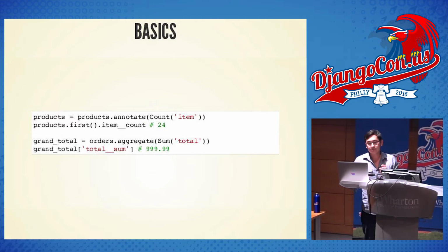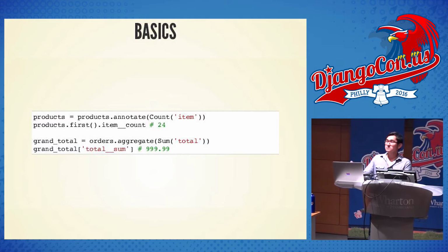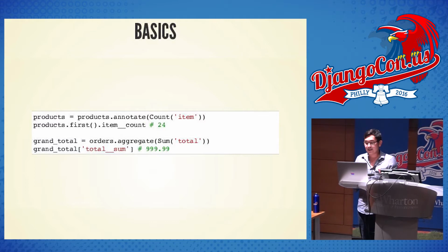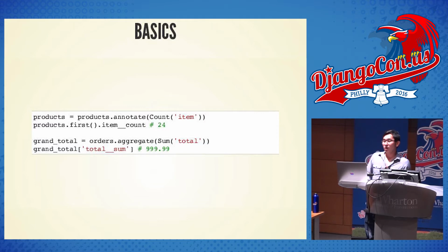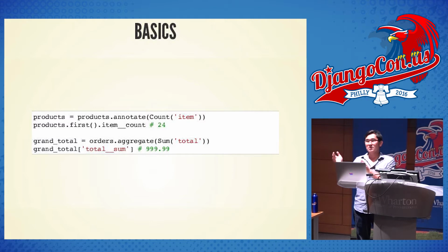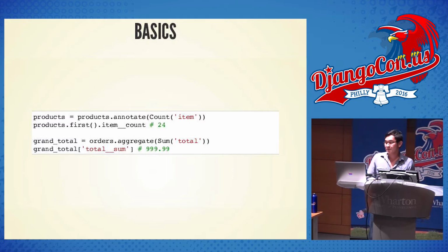With annotate, you can add some new value and then use it later on in the filter expression. If you provide a keyword argument, then that becomes the name of the property or dictionary key. But if you don't provide one, Django will automatically generate one by using the name of the field, double underscores, and then the name of the function, right?